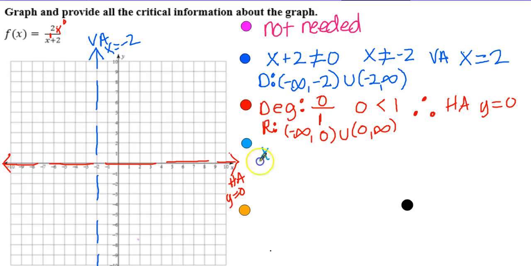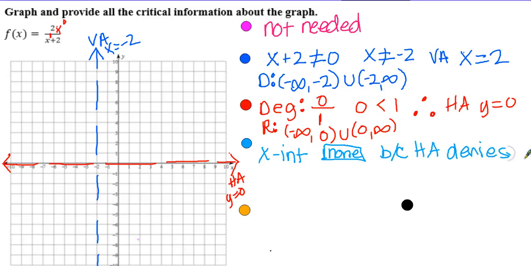So I'm going to make myself a note that the x-intercept, there is none, because the horizontal asymptote denies it. I can't graph right there. So there's no sense in me plugging in a 0 for y because I'm not going to get an answer. But let's do the y-intercept because I don't think the y-axis is denied, right? Those points are all available for me to graph except for y equals 0. I can't do that, but I can graph all the other ones.